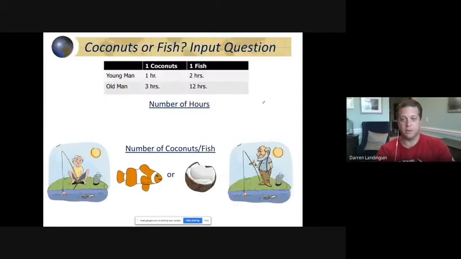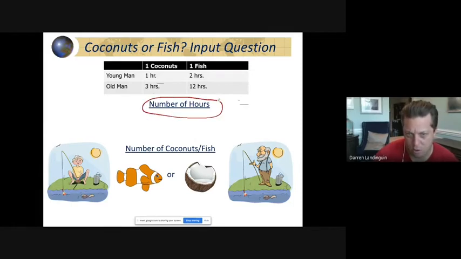Okay. Let's go to an input question. So what makes this an input question? Well, it's an input question because this is the number of hours, right, in this particular table. It's the amount of hours it takes to produce 1 coconut or 1 fish. Again, it's the amount of hours in the table.